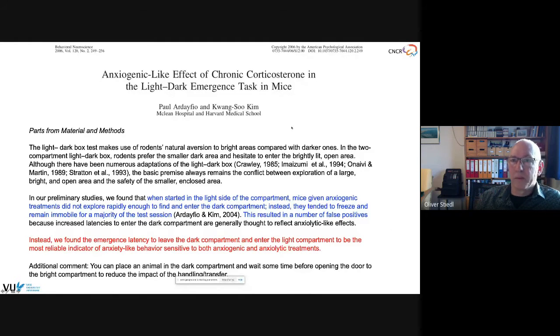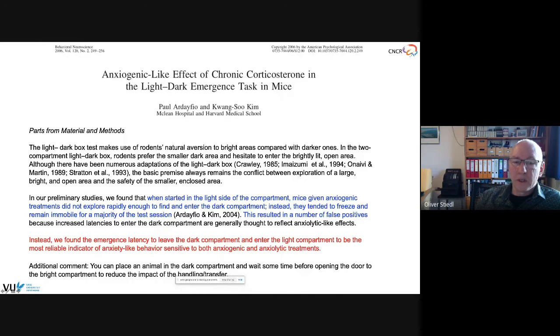And this is a paper from 2006 from a group from Harvard Medical School that nicely report that the way how you start the test will have a huge effect on the variation, and of course also the conclusions that you draw. And I just read this out for you. In our preliminary studies, we found that when started in the light side of the compartment, mice given anxiogenic treatments did not explore rapidly enough to find and enter the dark compartment. Instead, they tended to freeze and remain immobile for a majority of the test session.